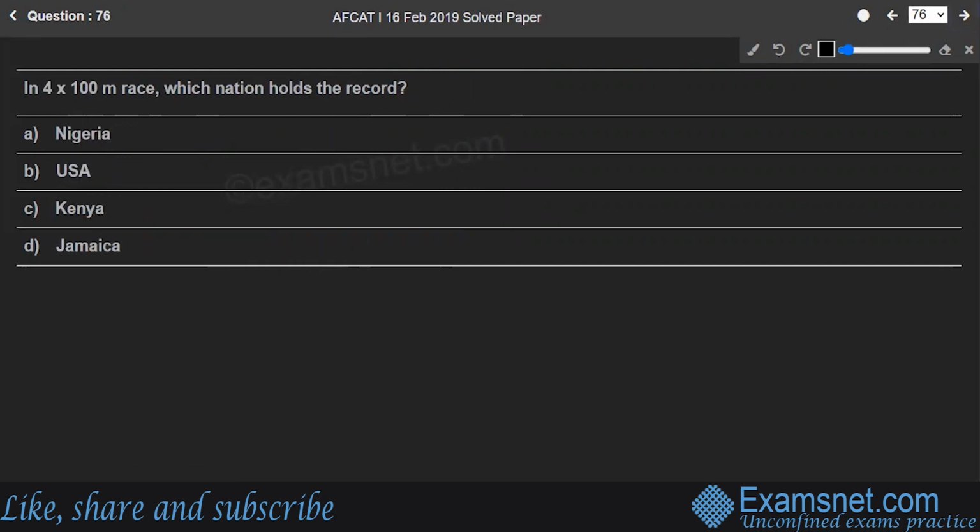Next is question number 76. Okay, so over here it's saying in 4 into 100 meter race, which nation holds the record? Is it Nigeria, USA, Kenya, or Jamaica? Well, in the 4 into 100 meter race, it's Jamaica that is holding the record. So option D is the correct answer for the problem.